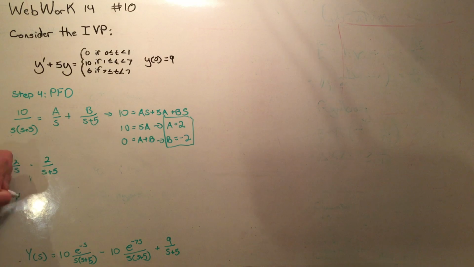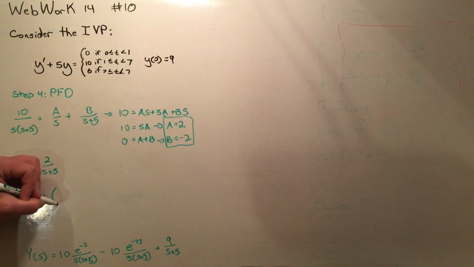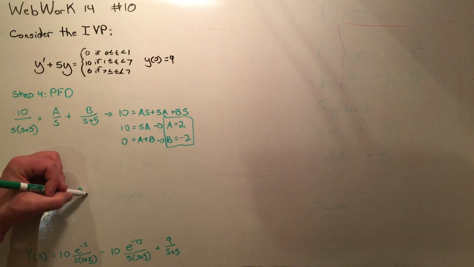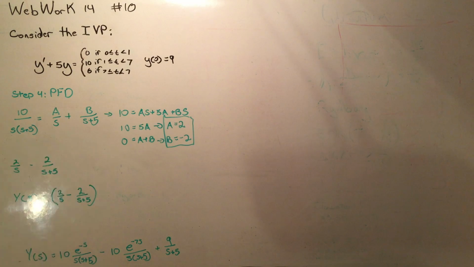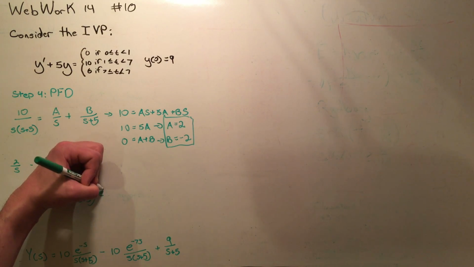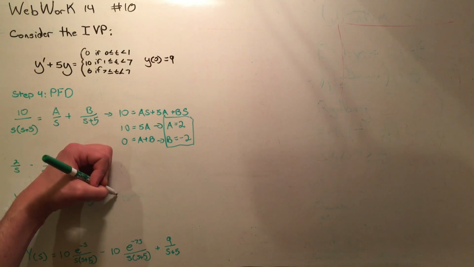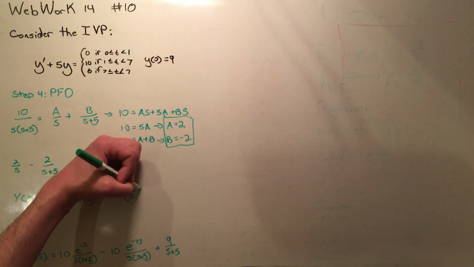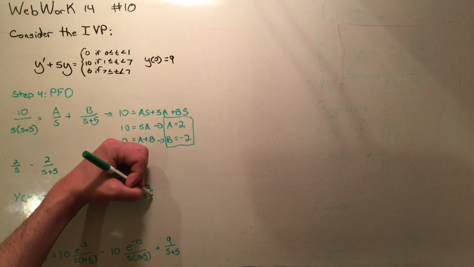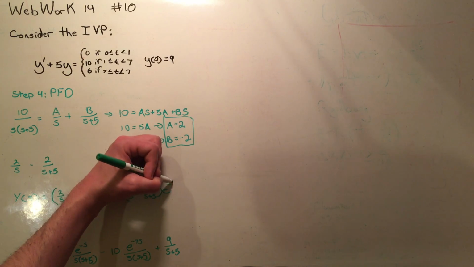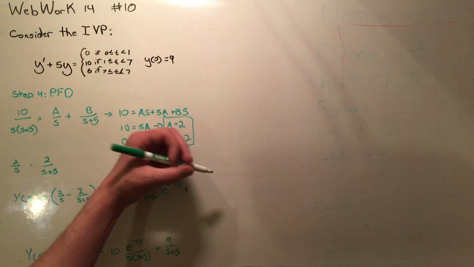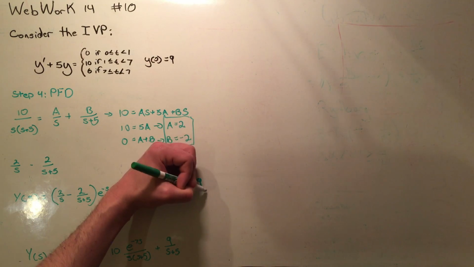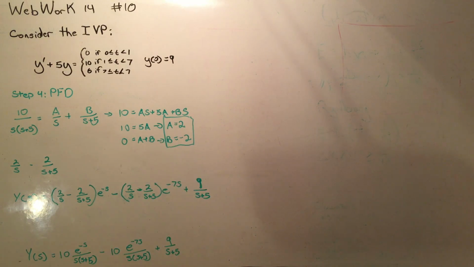So we're going to have y of s equals 2 over s minus 2 over s plus 5 times e to the negative s, minus, repeat that, 2 over s minus 2 over s plus 5 times e to the negative 7s, plus our last term, which doesn't change, 9 over s plus 5. All right.